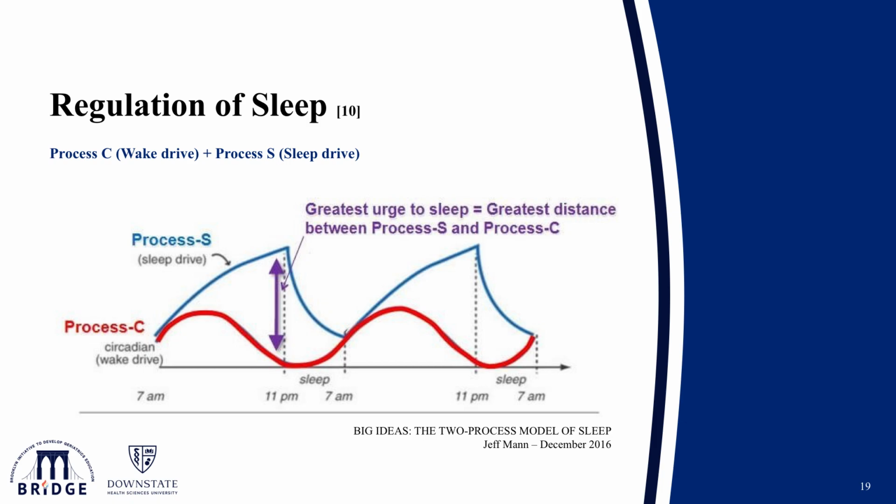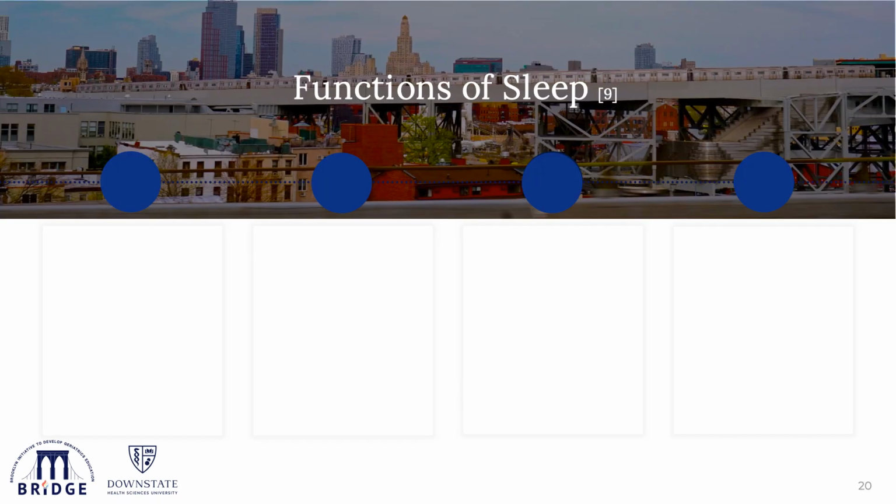At the end of the day, the gap between process S and process C is the greatest, with darkness coming in and a lot of adenosine built up. And that builds the greatest urge to sleep, and then you sleep. The cycle keeps repeating itself over and over. Sleep has several functions. I will just go over a few of them.